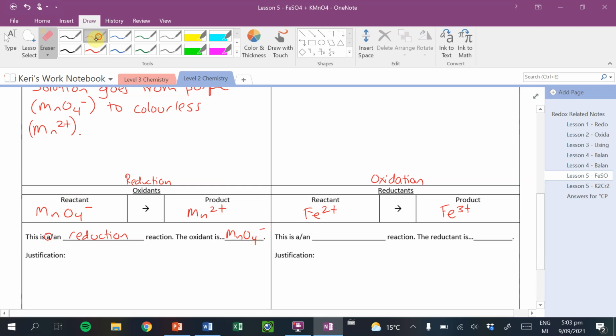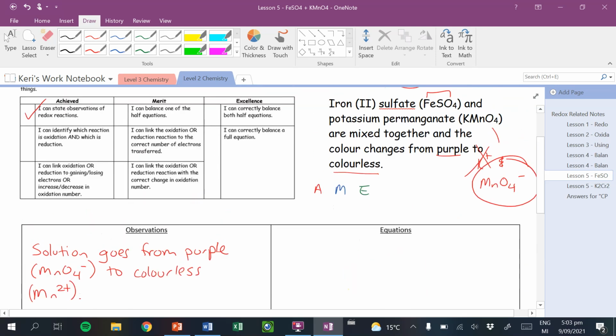All right. Next thing, this here is an oxidation reaction. And the reductant is my iron 2. So basically, if you want to get an achieved, you do need to know your vocabulary. So I have identified which is which. My last requirement for the achieved is linking oxidation and reduction, giving it basically justification.